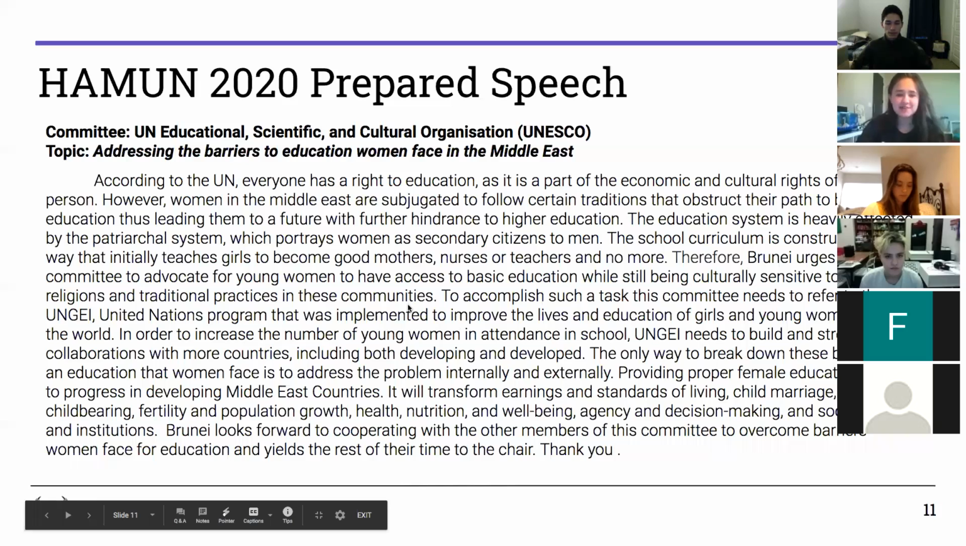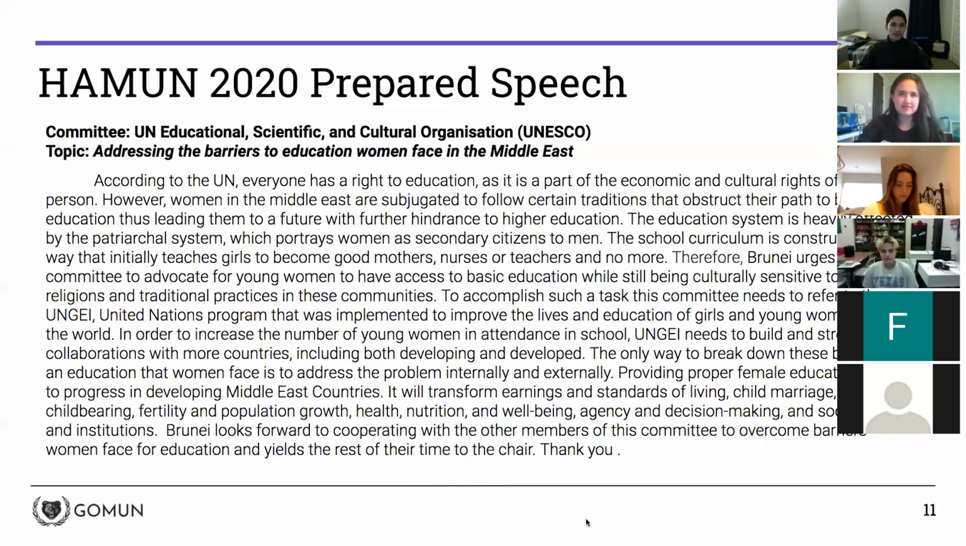So mine was actually a little longer than his because I cut it down before the actual GOMUN conference, but okay. According to the UN, everyone has a right to an education, as it is part of the economic and cultural rights of each person. However, women in the Middle East are subjugated to follow certain traditions that obstruct their path to a basic education, thus leading them to a future with further hindrance to higher education. The education system is heavily affected by the patriarchal system, which portrays women as secondary citizens to men.